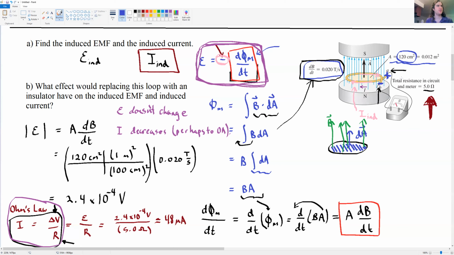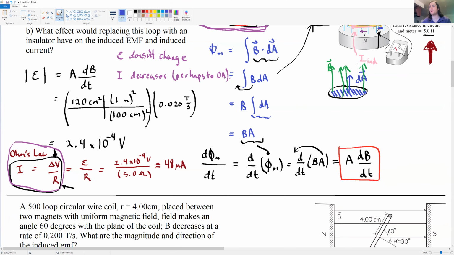Questions about that? That's kind of important to make sure that we can get the direction, and we're going to get maybe some more practice with that in the next section, Lenz's law, when we get through a couple of these examples. But any questions about that now? Okay, let's go ahead and go to the next example.